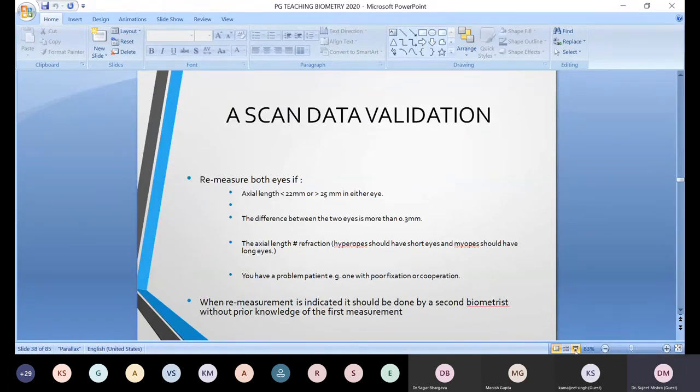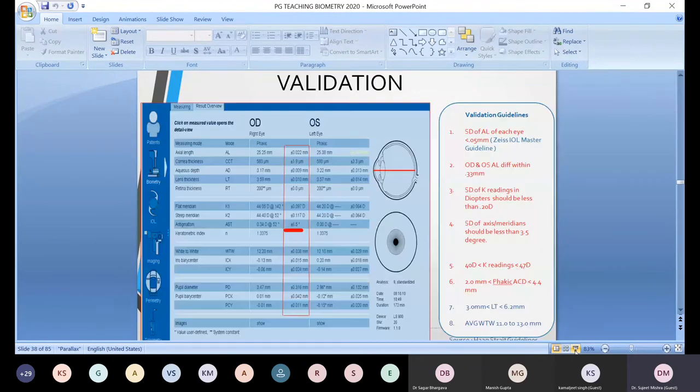Then you have scan data validation. You have to remeasure both eyes if axial length is less than 22 millimeter or more than 25 millimeter in either eye, the difference between two eyes is more than 0.3 mm, or axial length doesn't match refraction. If you are repeating and if you have another person available to take biometry, take help of him.